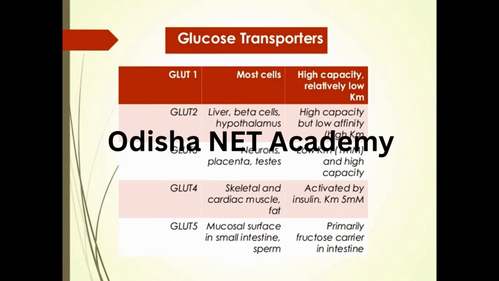GLUT4 is present in skeletal muscle, cardiac muscle and fat, and is activated by insulin. Lastly, GLUT5 is present on the mucosal surface of the small intestine and the spine. It is the primary fructose carrier in the intestine, rather than a glucose carrier.